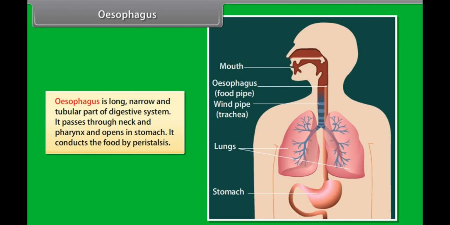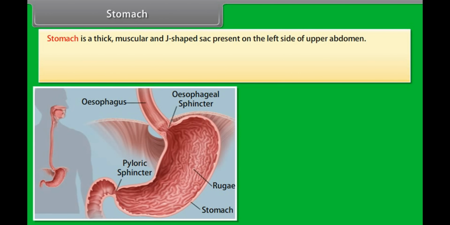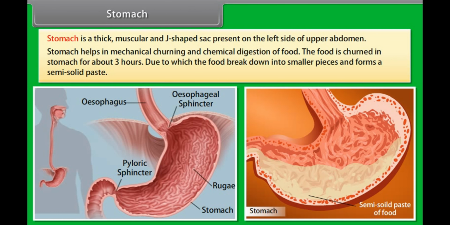Esophagus. Esophagus is long, narrow and tubular part of digestive system. It passes through neck and pharynx and opens in stomach. It conducts the food by peristalsis. Stomach. Stomach is a thick, muscular and J-shaped sac present on the left side of upper abdomen. Stomach helps in mechanical churning and chemical digestion of food.